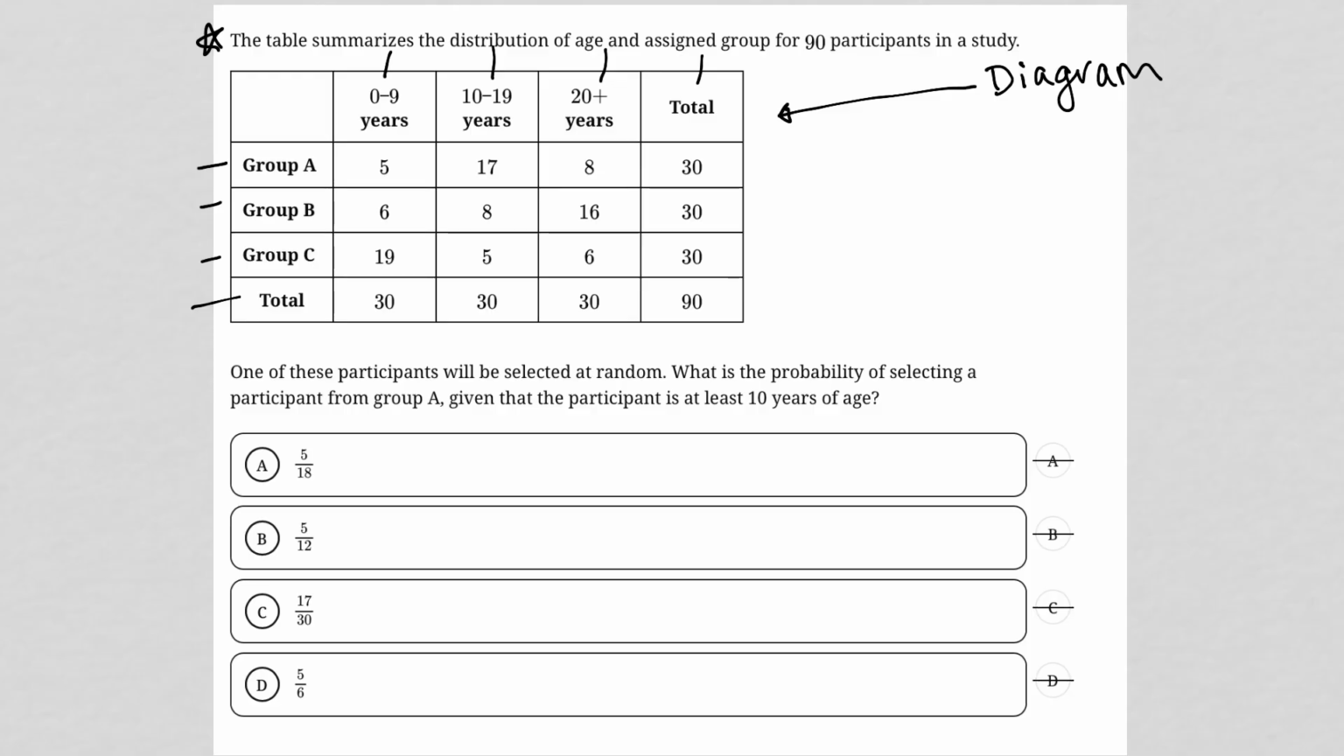The information in the question says, the table summarizes the distribution of age and assigned group for 90 participants in a study. All right, so I see 90 here as being the total for everything, so that makes sense.